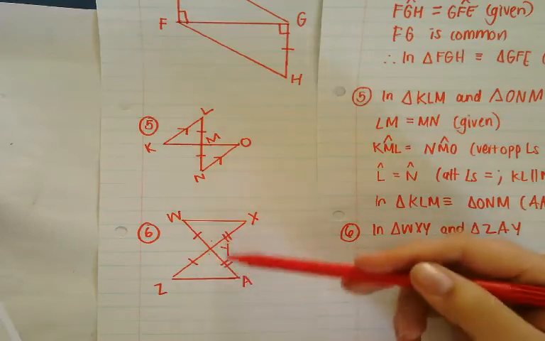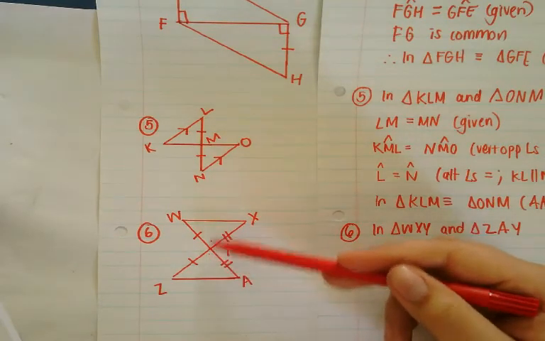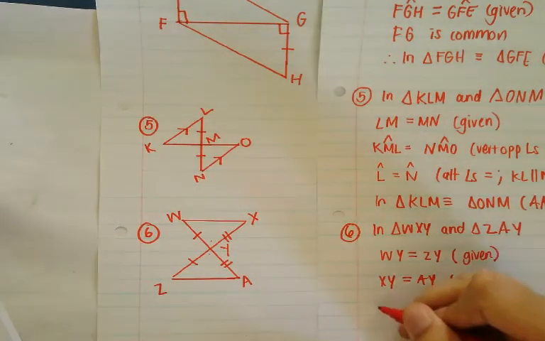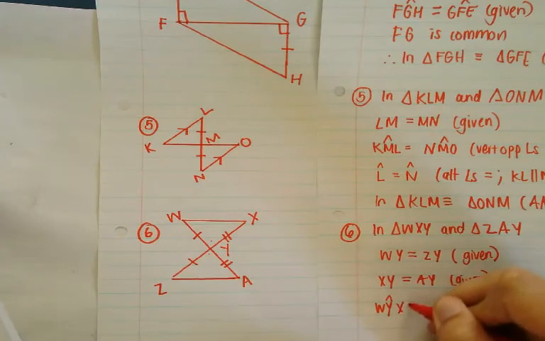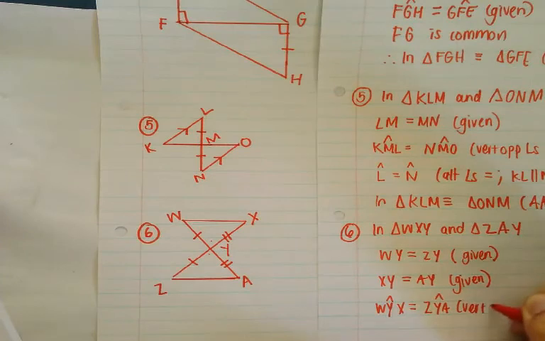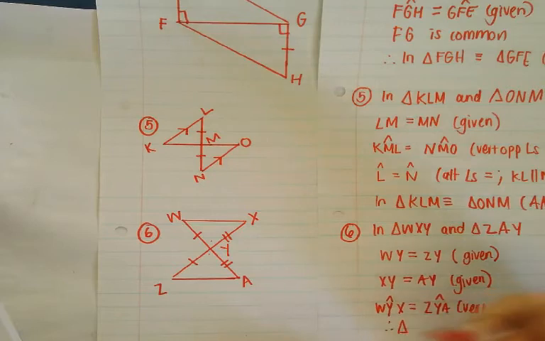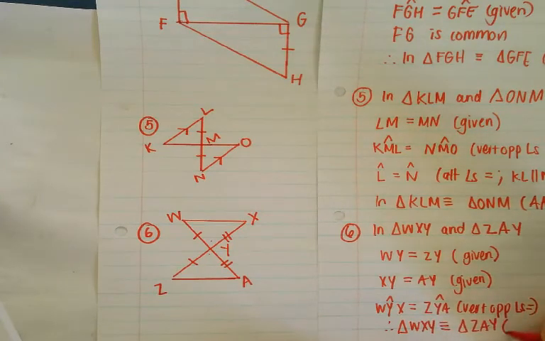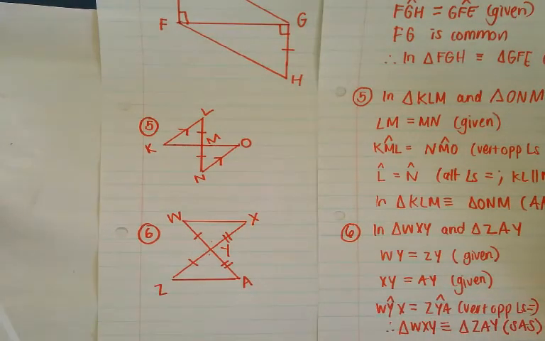Y is the next thing I'm going to say, the two vertically opposite angles, but I don't know which one is which, so I'm going to use 3 letters. WYX with the angle at Y is equal to ZYA. Vertically opposite angles are equal. Therefore, triangle WXY is congruent to the triangle ZAY, and that is side angle side. I am seeing SAS, so the last step was just to check that it is the angle in between.